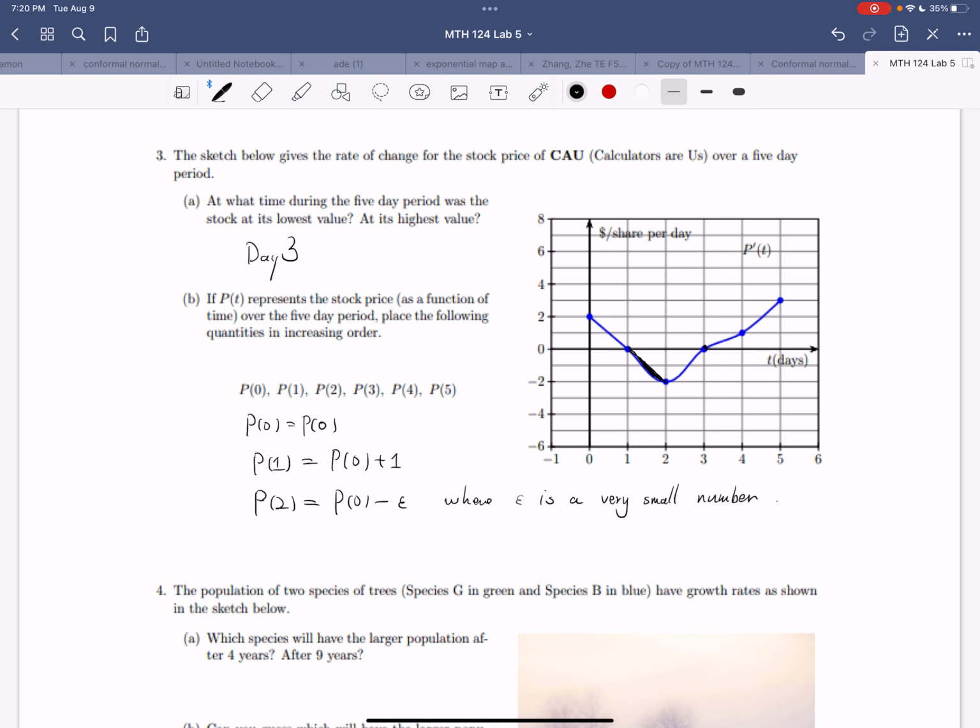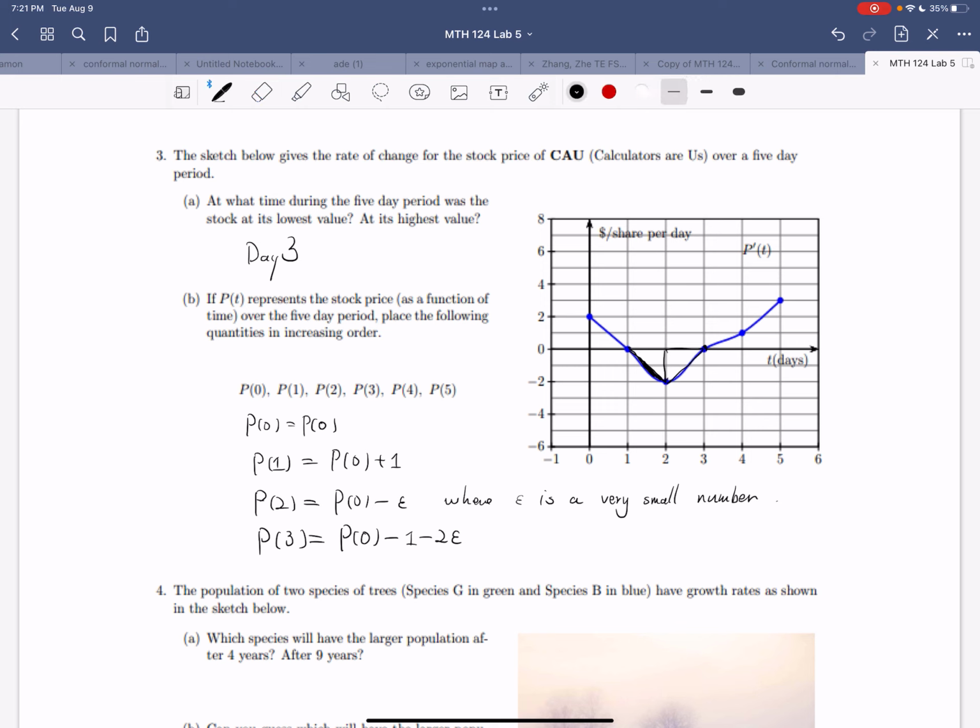Okay, and let's look at P3. P3 is, again, you need to subtract this area, right? This area is 1 plus epsilon. So P3 is P0 minus 1 minus 2 epsilon. Right? Okay.